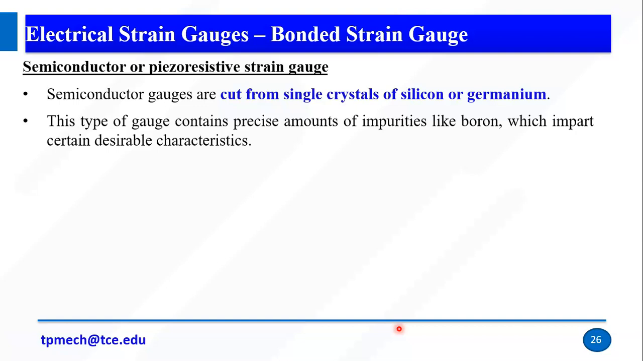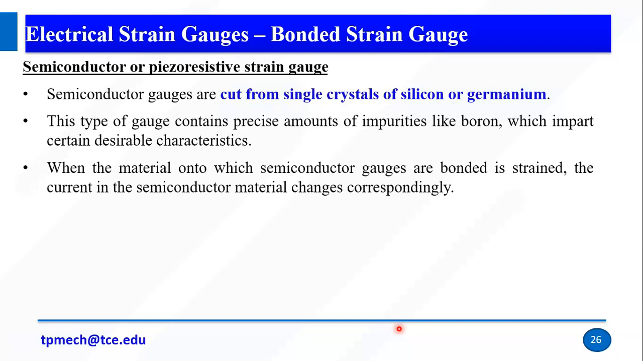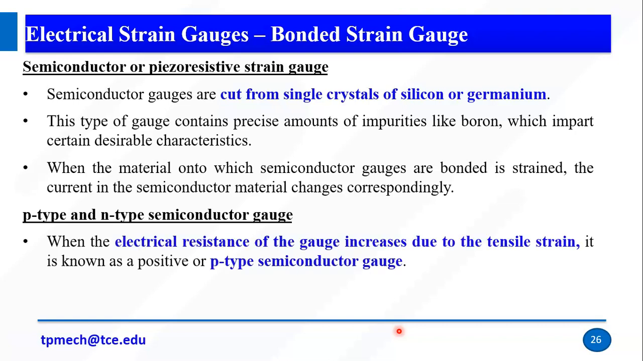So in these gauges, this type contains a precise amount of impurities. Some impurities will be present. That impurity may be boron. So the material onto which semiconductor gauges are bonded is strained, and the current in the semiconductor material changes correspondingly. So when the material changes, the semiconductor material changes, so we can know the value. It has two types, P type and N type.